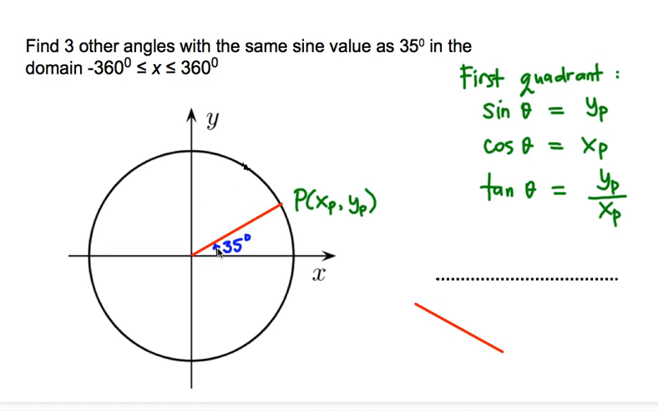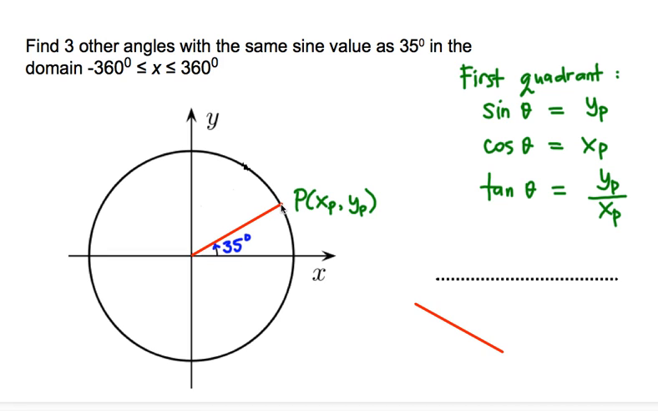And then the sine value of this angle will be equal to the y coordinate of its terminal point over here on this unit circle. So the sine of angle 35 degrees, or any angle for that matter, is equal to the y coordinate of its terminal point. Now think about it.